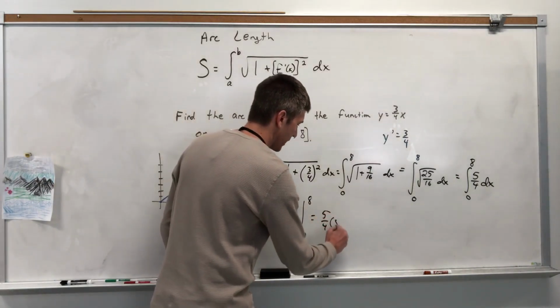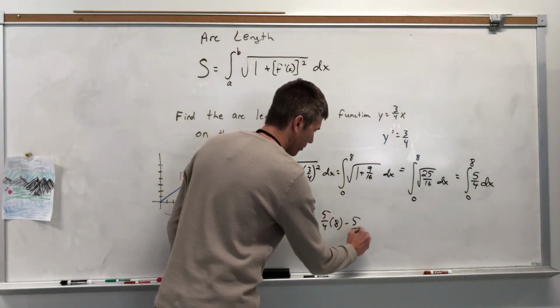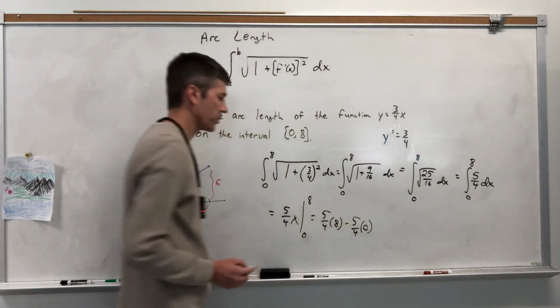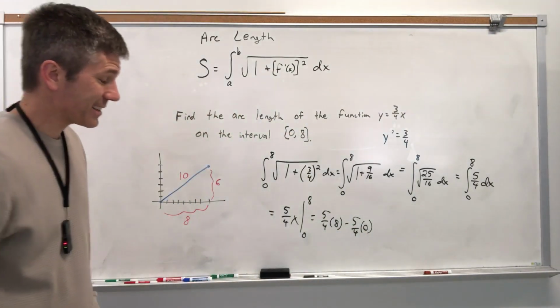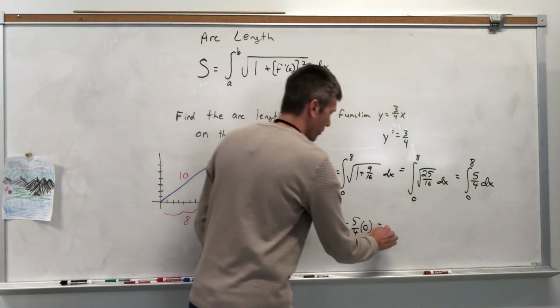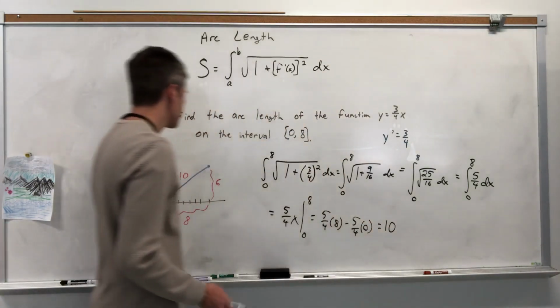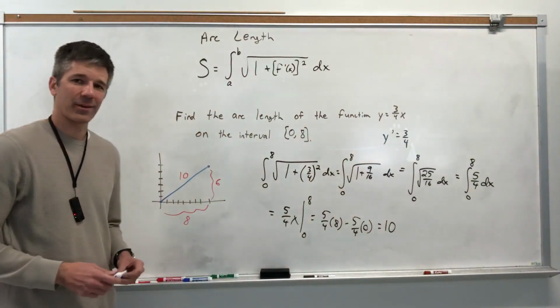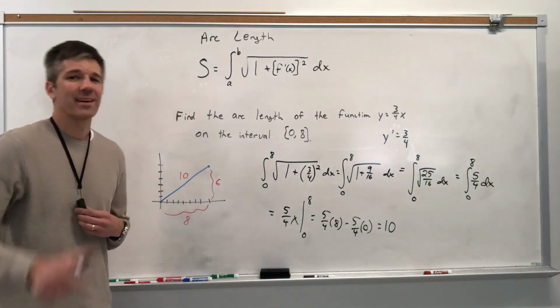5/4 times 8 minus 5/4 times 0. Well, that was pointless. 5/4 times 8 is 40/4, which is 10, which we knew from the Pythagorean theorem. Cool, huh? Yeah, it is.